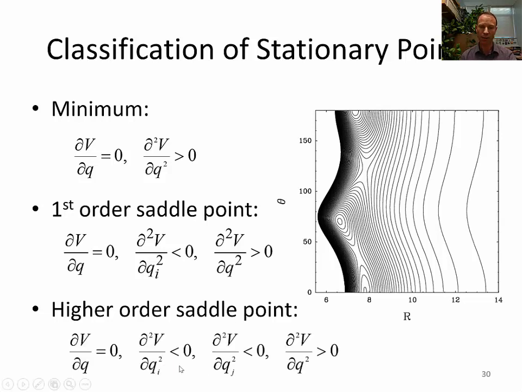So here we have one coordinate where one second order derivative is negative, and here's a second one which is negative. For chemistry and for biophysics, first order saddle points are of interest, but second order and higher order saddle points aren't of any particular interest. So if we're interested in saddle points, transition states, these are first order saddle points.